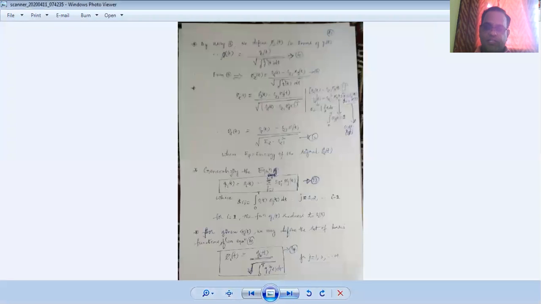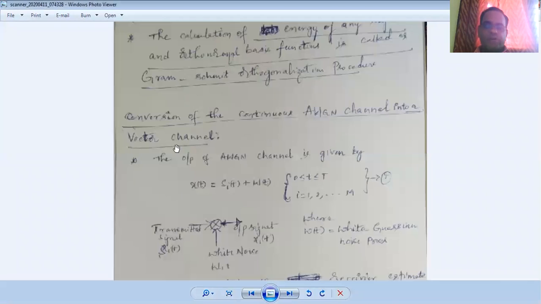Yesterday we were talking about the remaining part. Let us revisit the last class and look back at what really has happened. We were dealing with the conversion of a continuous AWGN channel into exactly the vector channel, right?